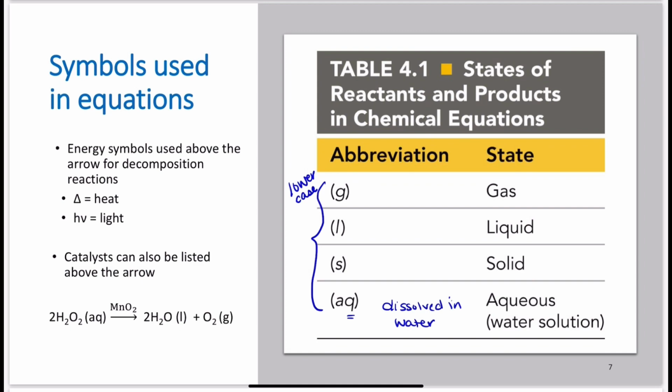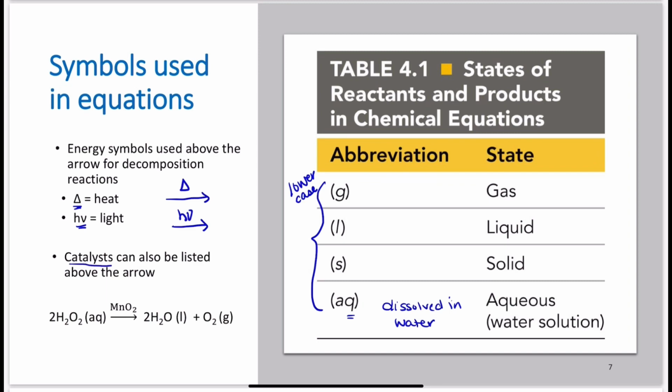You may also see things written above your arrows. So you may see an arrow with a little triangle above, or a little arrow with an H nu, which looks like a V, it's a Greek letter above. If you see the little triangle, it's representing heat. It means that heat was applied to the system. If you see the little H nu, it just means light, like UV light was applied to the system. Don't worry too much about it. It's required for the chemistry of the reaction, but it doesn't affect the balancing.